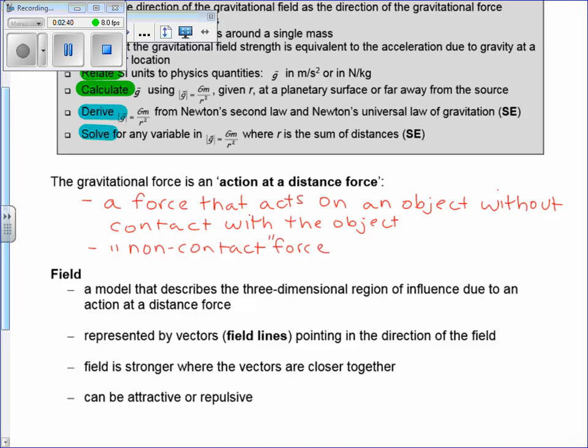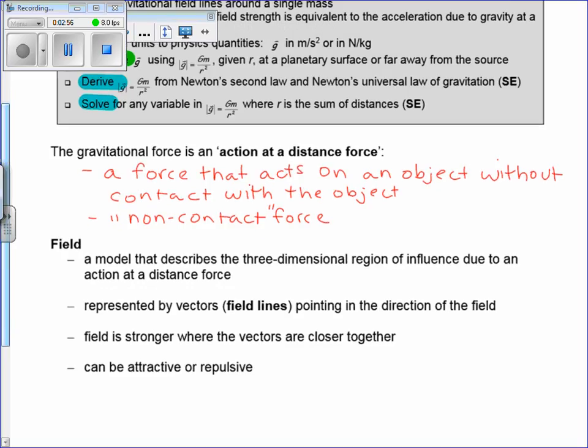So physicists had issues with trying to figure out how it was that an action at a distance force could work, like how a force could have an effect on an object without any contact. So a guy named Michael Faraday came up with the idea of a field. So this is Michael Faraday. You'll talk more about him in physics 30, about electromagnetic induction. He's really important with electricity. So he came up with this idea of a field.